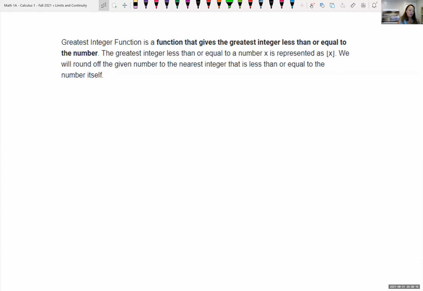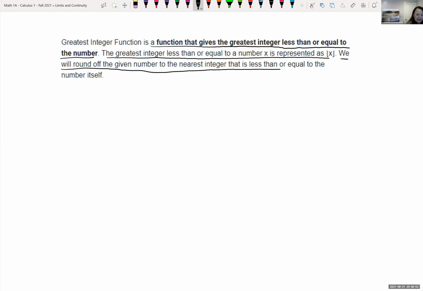So you might have seen before what is called the greatest integer function. What the greatest integer function is, is a function that gives us the greatest integer less than or equal to the number. So the greatest integer less than or equal to a number x is represented by, I've seen it with kind of brackets around the x. I don't know if what's showing us right now is because of the text. And we round off the given number to the nearest integer that is less than or equal to the number itself.